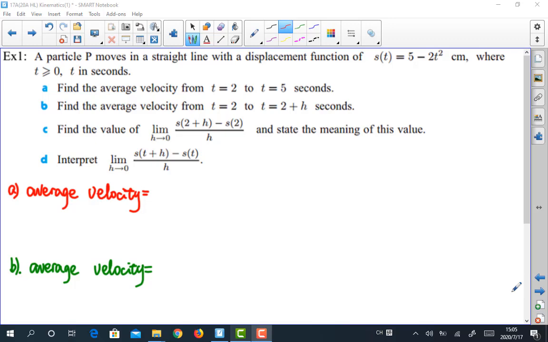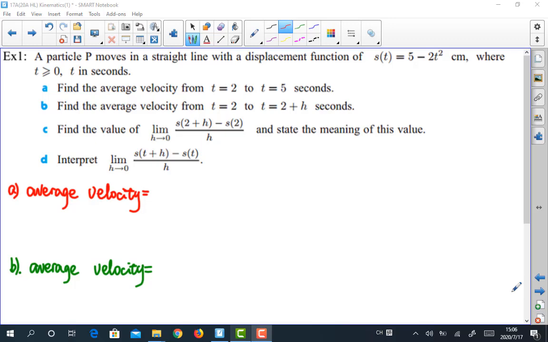Example 1. A particle P moves in a straight line with a displacement function of s of t equals 5 minus 2t squared centimeters, where t is greater than or equal to 0, t in seconds. A. Find the average velocity from t equals 2 to t equals 5 seconds. B. Find the average velocity from t equals 2 to t equals 2 plus h seconds. C. Find the value of the limit of s of 2 plus h minus s of 2, over h, when h approaches 0, and state the meaning of this value. D. Interpret the limit of s of t plus h minus s of t, over h, when h approaches 0.